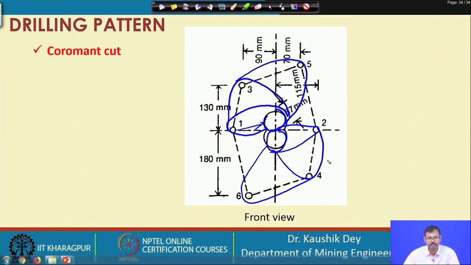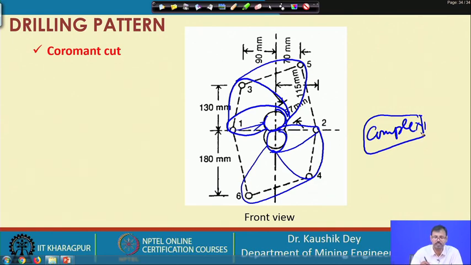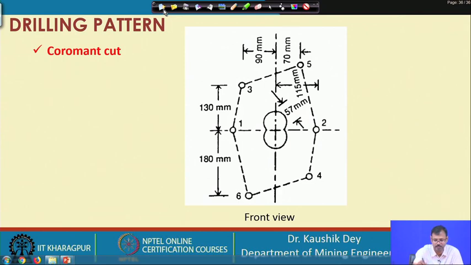So, basically this double spiral burn cut is considered as the Coromant cut, but because of the complexity of its design, Coromant cut is not that popular. Mostly burn cut is followed, but Coromant cut is also often practiced in the actual field, but its use is very limited. Most of the time we use the burn cut.